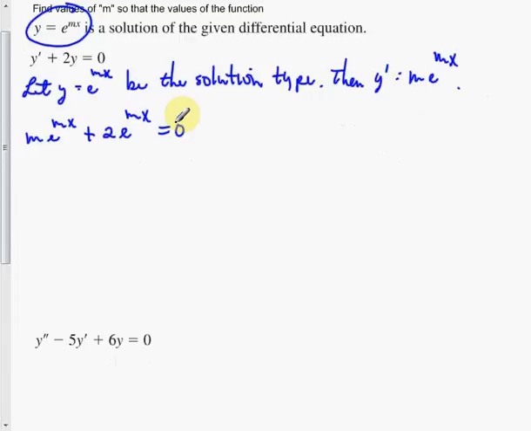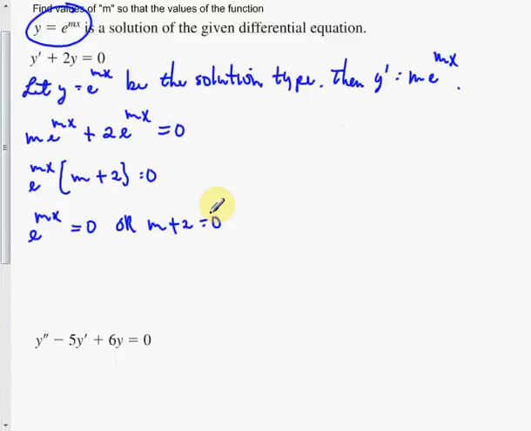Now look at this equation. I can factor out e to the mx as common. So e to the mx is factored out. I have left m plus 2 equal to 0. Now, if I have something times something else equal to 0, I set each of those somethings equal to 0 and then solve for the something. So this is e to the mx equal to 0, or m plus 2 equal to 0.